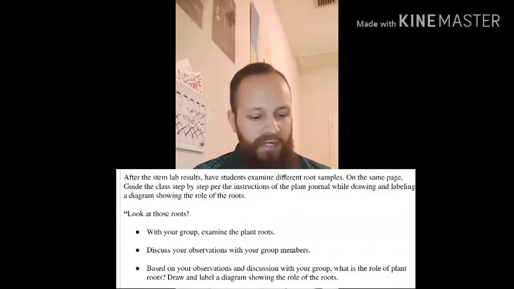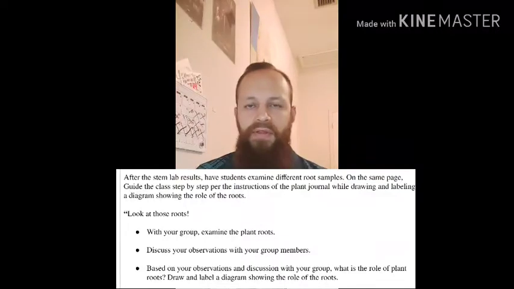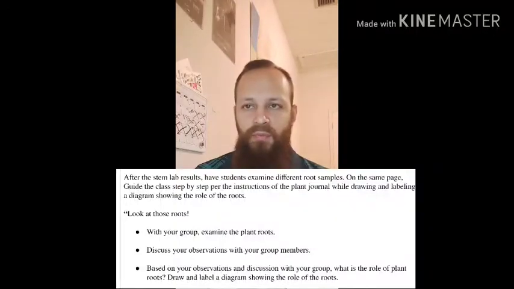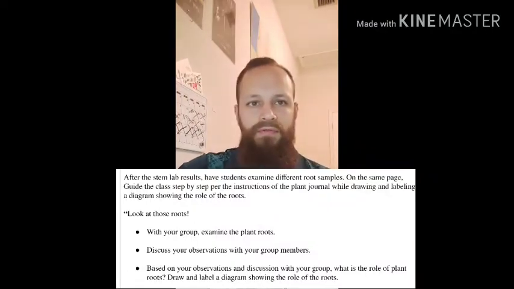So we're going to go ahead and read down the page. Look at those roots. With your group, examine the plant roots. Discuss your observations with your group members. Based on your observations and discussion with your group, what is the role of the plant roots? Draw and label a diagram showing the role of the roots.